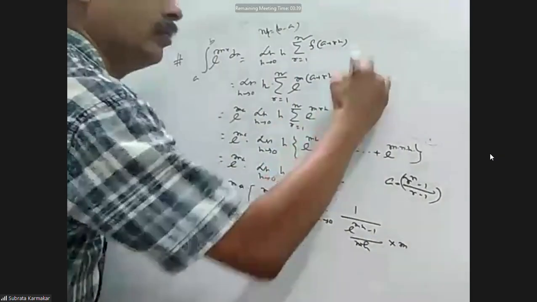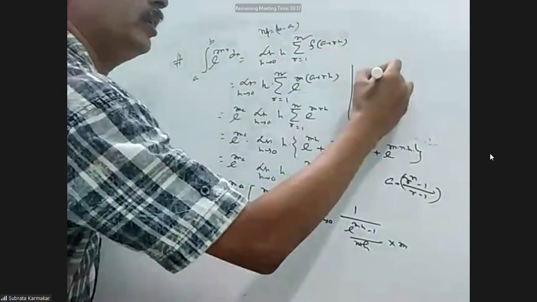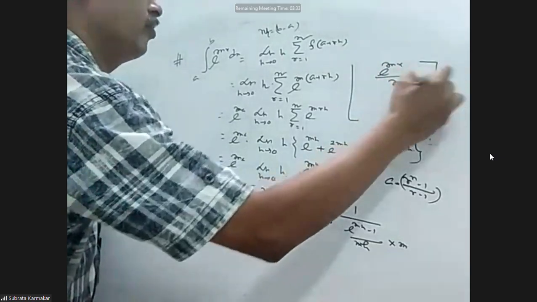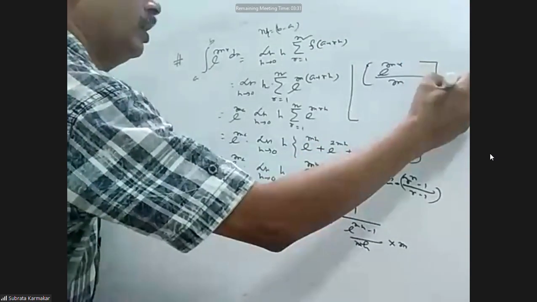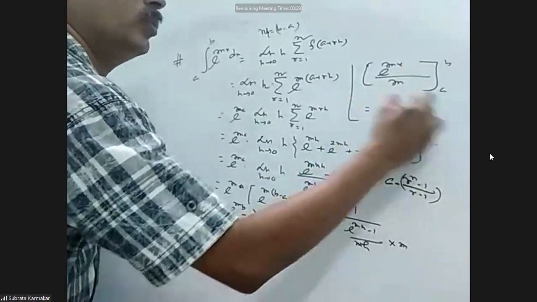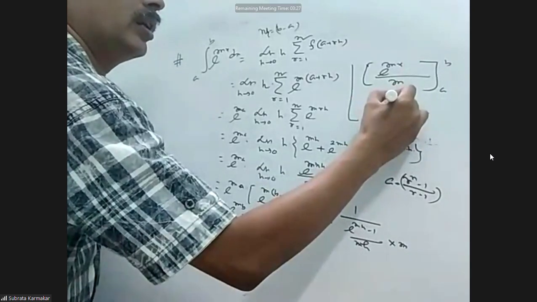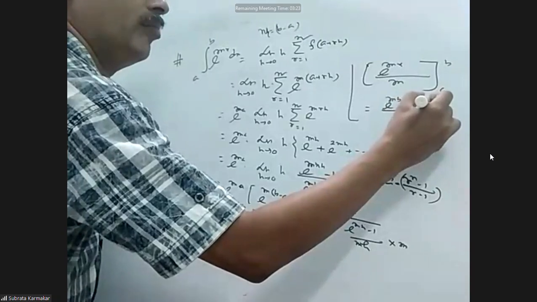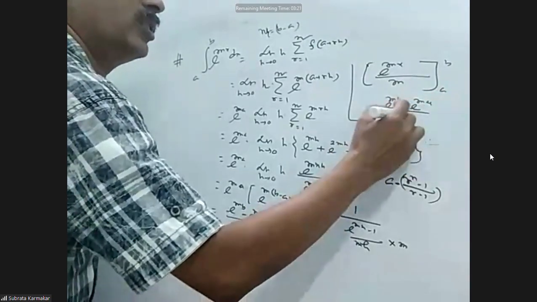Direct multiple integration result. What will be the integration result? e^(mx) by m, limit a to b. Now if you put the limits, e^(mb) minus e^(ma) by m, this one will be the answer.